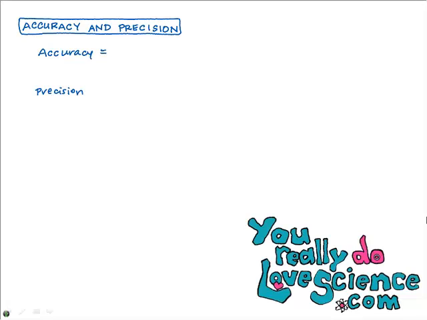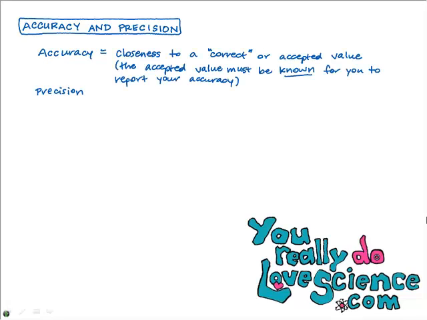Accuracy tells how close your measurement is to the correct or the accepted value. So let's write down this definition: accuracy is closeness to a correct or an accepted value, and the accepted value must be known for you to report on your accuracy.